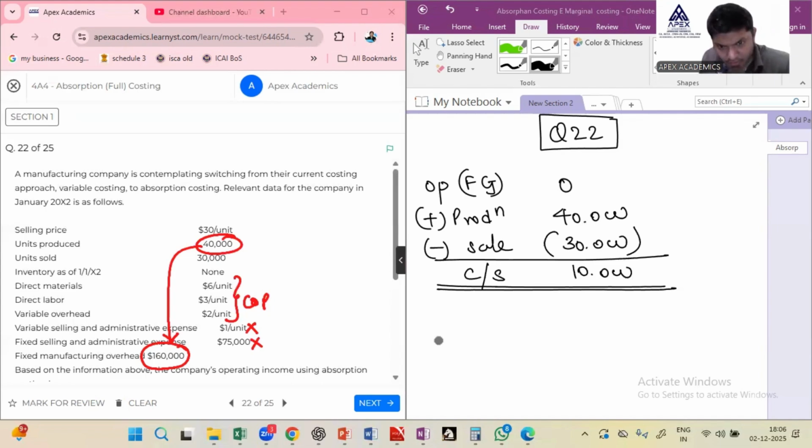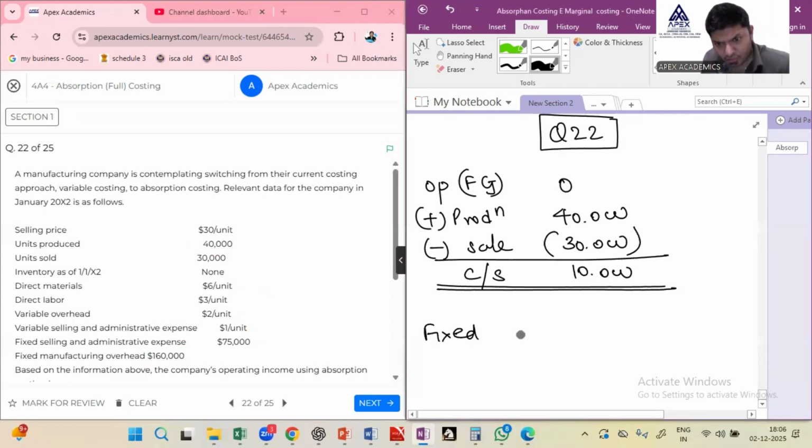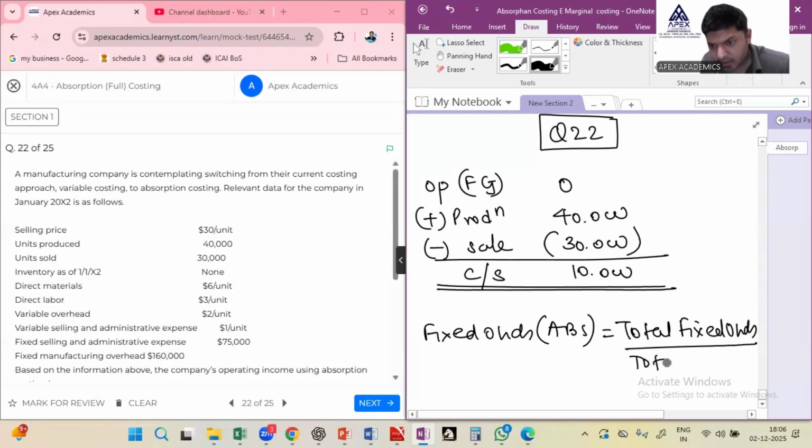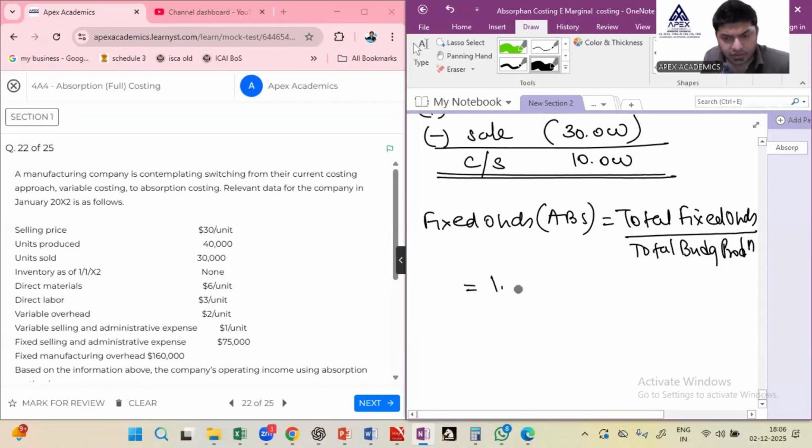My next statement is for my fixed overheads absorbed. My fixed overhead absorbed are my total fixed overheads divided by my total budgeted production. My total fixed overheads are 1,60,000 and my total budgeted production is 40,000. Therefore, my fixed overhead absorbed are 4 per unit.